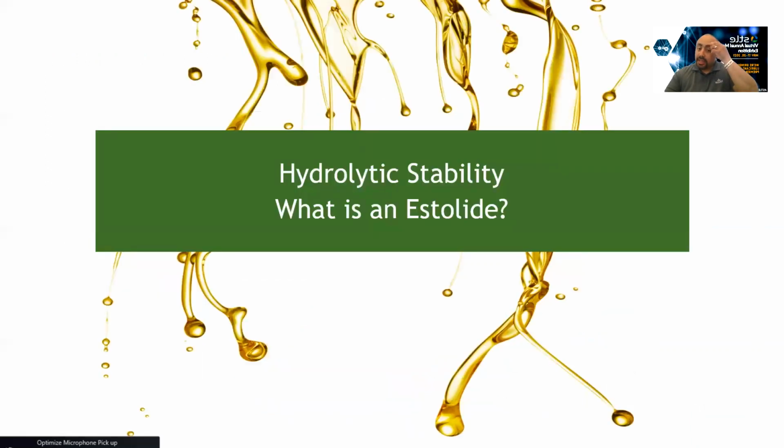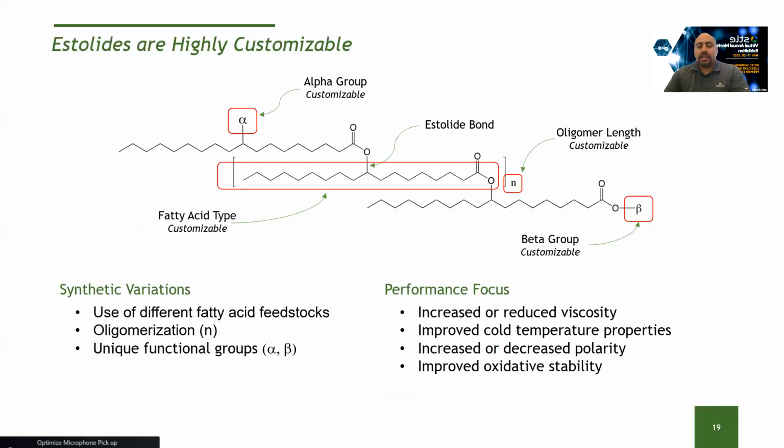So hydrolytic stability. What is an Estolide? Here's a simplistic diagram of an Estolide. An Estolide is a secondary type of ester. Here's the Estolide bond. The Estolide has a lot of sterics involved with it, some stacking. So you can envision that a lot of this carbonyl is protected, and I'll show you some slides on that as well.